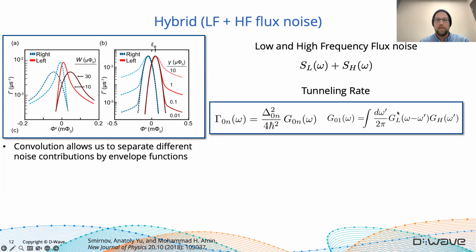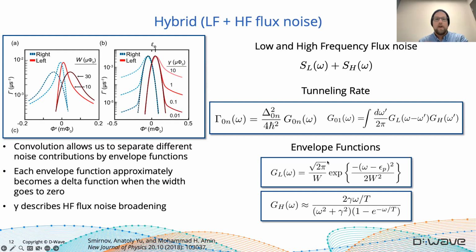So we have two different individual envelope functions. One will be the envelope function for our low frequency flux noise, and the other will be an envelope function for our high frequency flux noise. Now, when the width or the broadening that we expect from one of these envelope functions goes to 0, this turns into just a delta function, and we'll just be studying one noise source based on this convolution integral. The high frequency flux noise we parameterize by this broadening gamma.